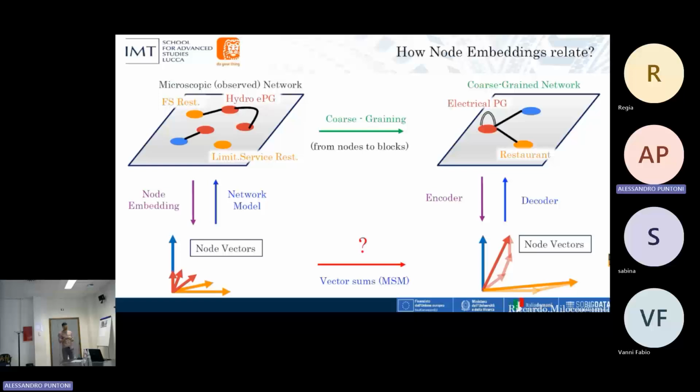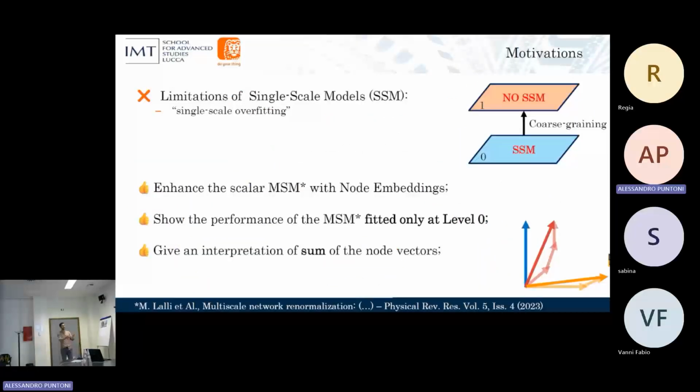So going further, this is the slide that usually comes after two or three slides, but we needed these concepts. The motivations are to see and inspect the limitations of single scale models. And we will introduce the concept of single scale overfitting. Then we want to enhance the scalar multi-scale model proposed by Lalli and colleagues with node embeddings. Then we want to show the performance of the multi-scale model fitted only at level 0, and then give an interpretation of the sum of node vectors.